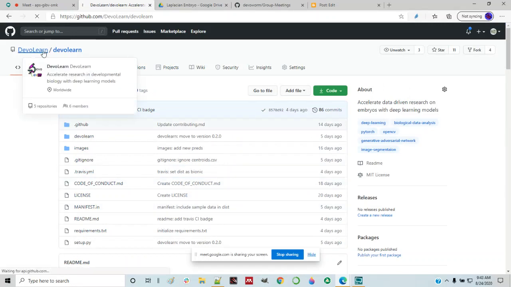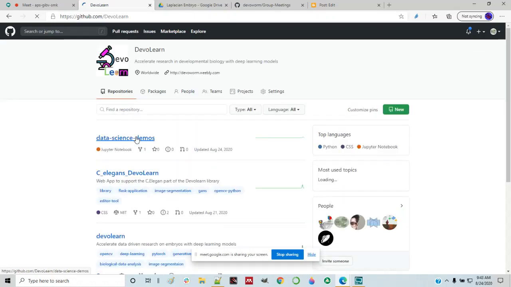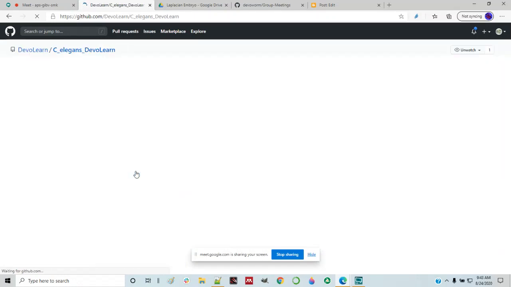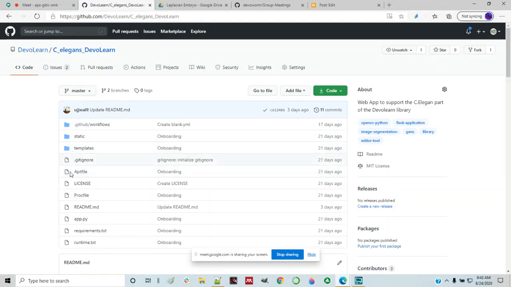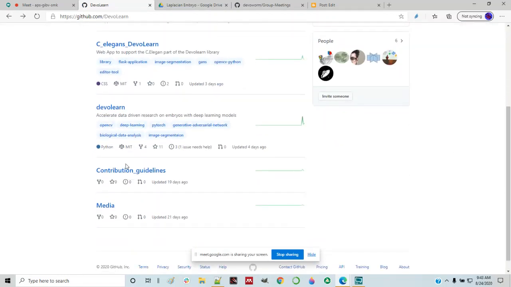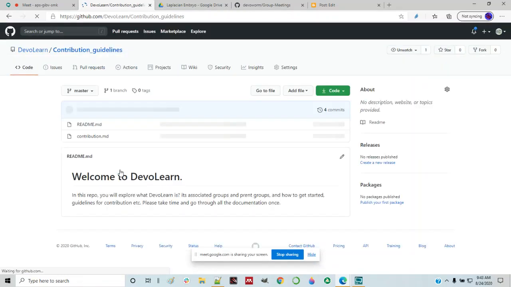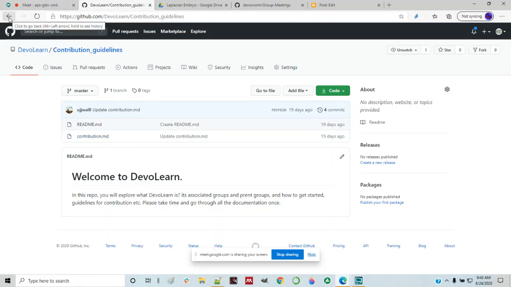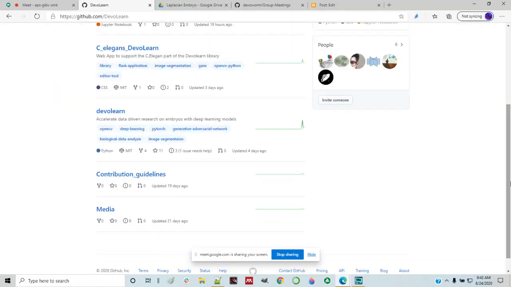And then C. Elegans DevoLearn is actually Ujjwal's project, with a lot of the things pushed to this. So that's all in place pretty much. And then the contribution guidelines, which I think Ujjwal has contributed to mainly. This just describes how you contribute to this. And then the final one is the media, which is just where we put a lot of files that don't really have any other home.